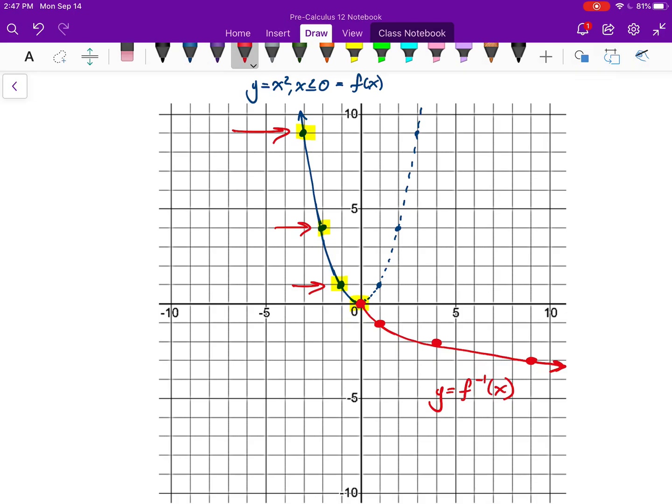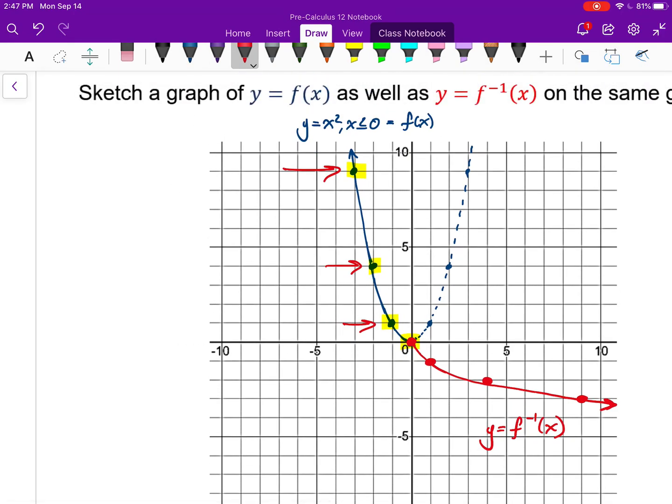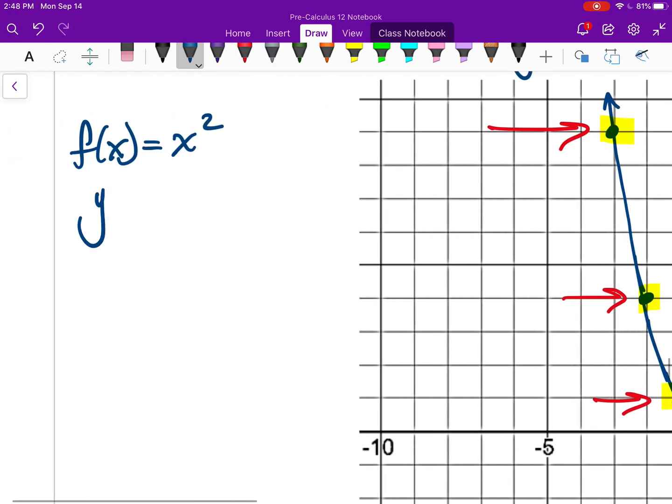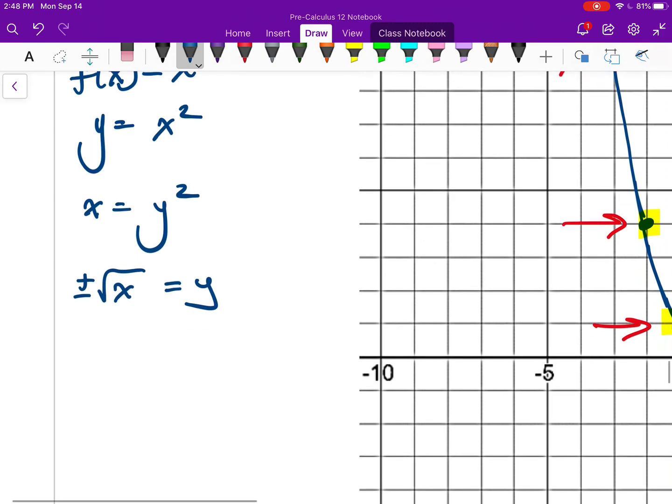First of all, let's look at the equation. Let me go back to the equation of f of x. F of x had an equation of x squared. What if we found the inverse of this, ignoring the restriction for a moment? The inverse, I could find quite easily. Swap x and y around. Square root both sides. So you have plus or minus the square root of x equals y. And so we could say the inverse of f is plus or minus root x.